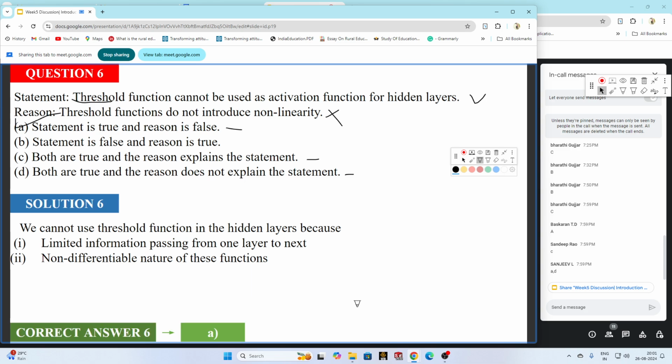Okay, so any doubt in this? A is the correct answer. Okay, both are true, reason does not explain. No, both are not true. Okay, reason is not true.